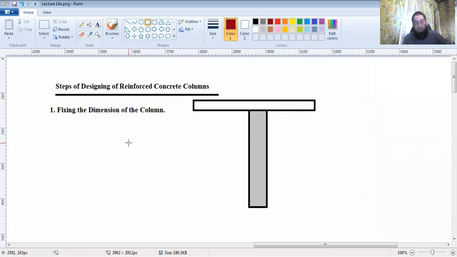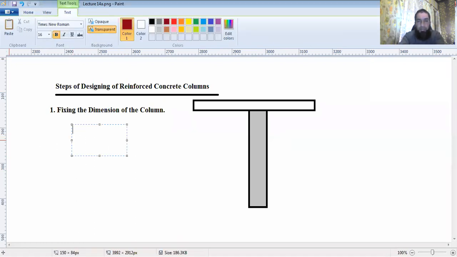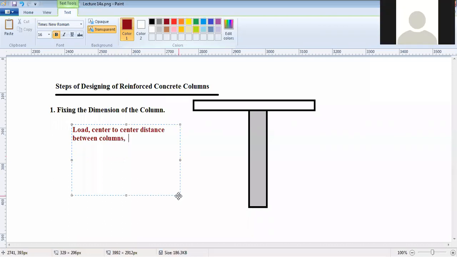the second thing, which I have written as the first step, is fixing the dimension of the column. Now, what will the dimension of the column depend upon? It will naturally depend upon the amount of load that's acting on the column. कितना लोड कॉलम पे आ रहा है उस पर डिपेंड करेगा. It would also depend upon the center to center distance between columns.